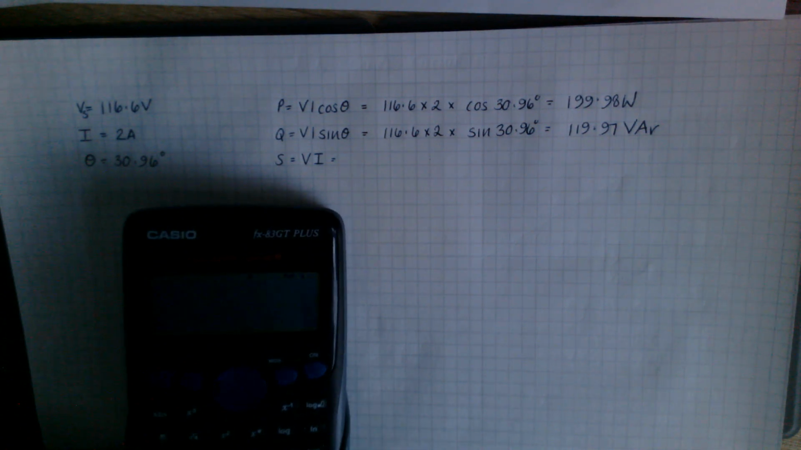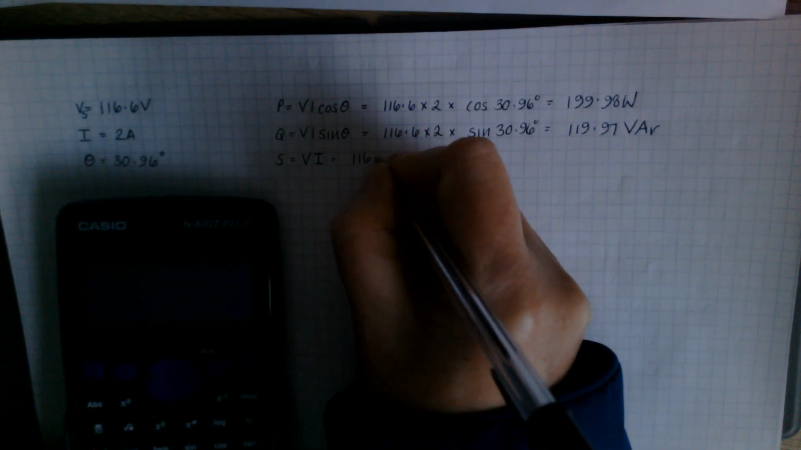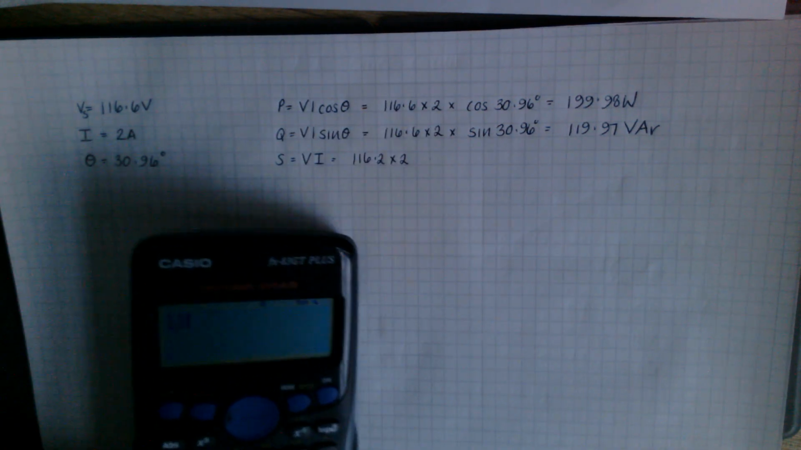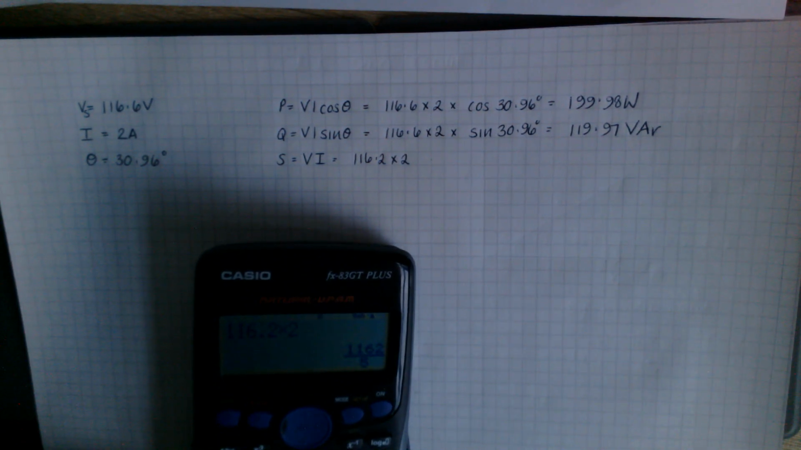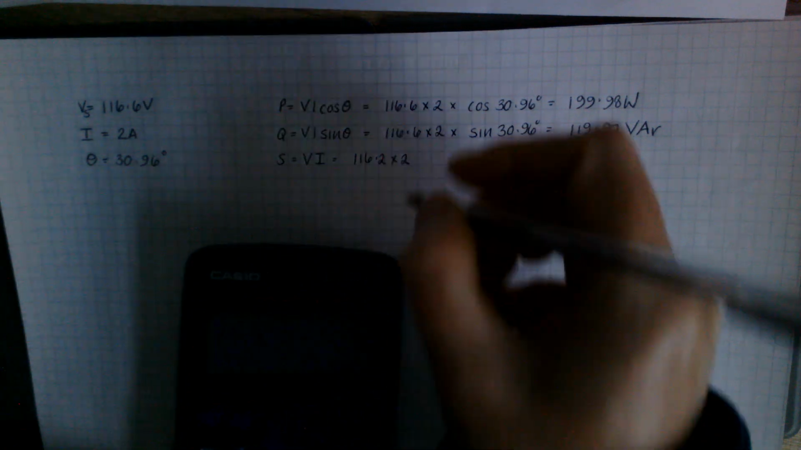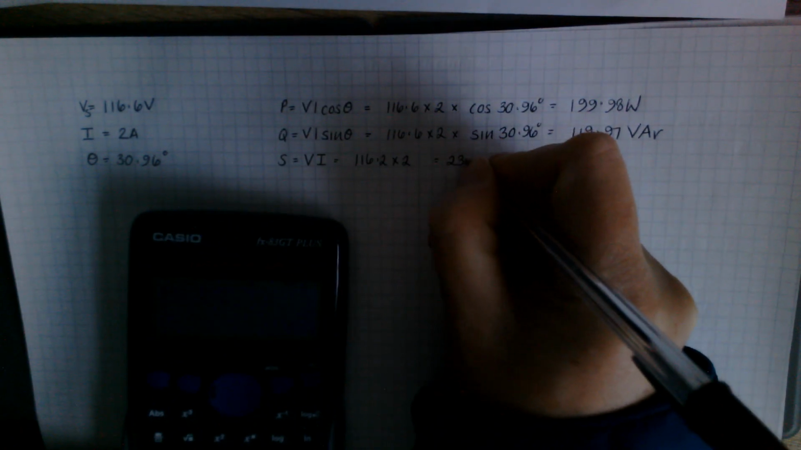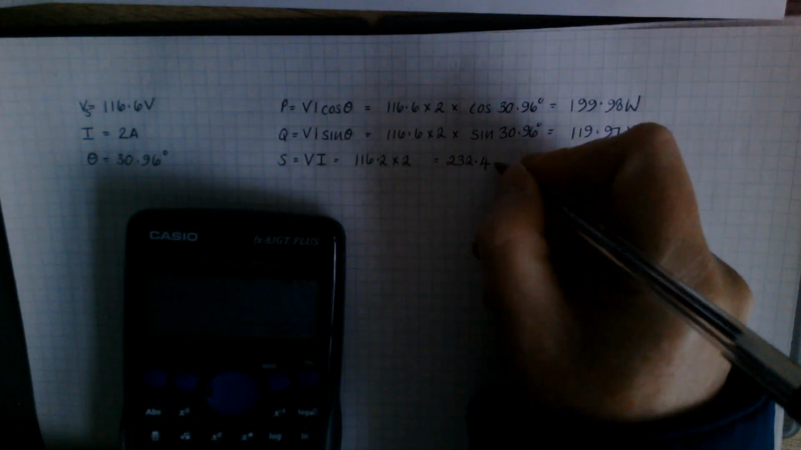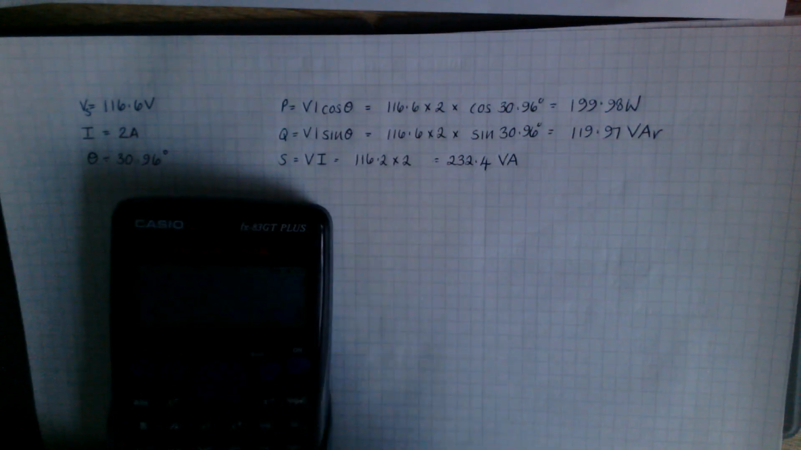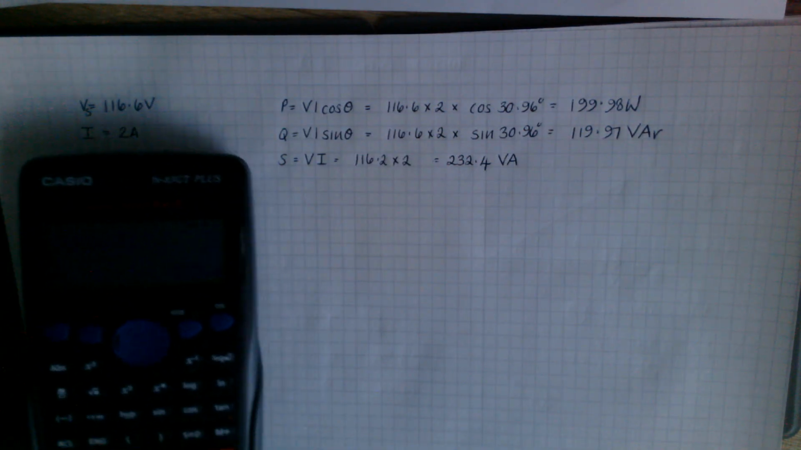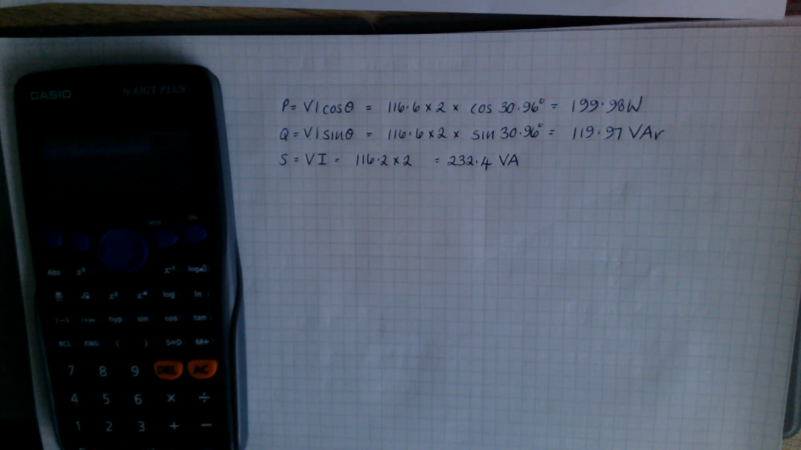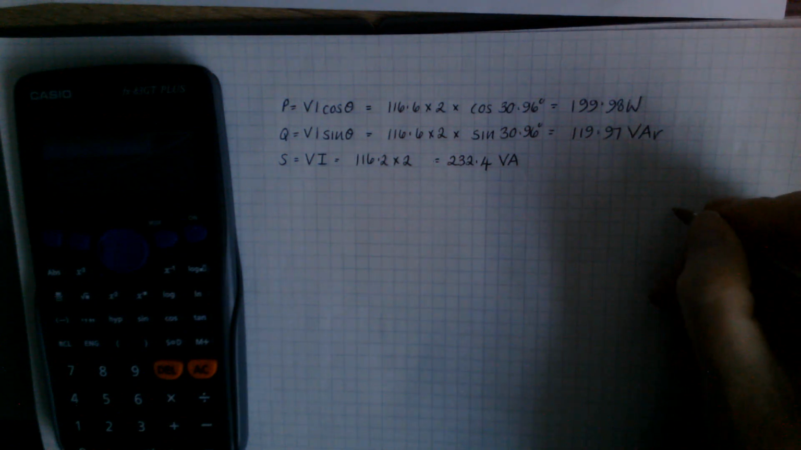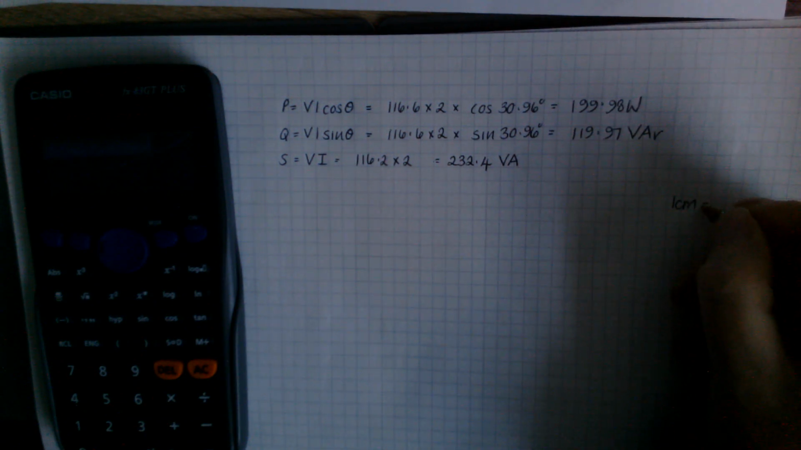And S, your last one, the same 116.6 and the same value for current. So that gets you 232.4 volt-amps, VA. Probably the trickiest part now is to choose your scale, what scale you want to have. Say we went for a centimetre equals 40.